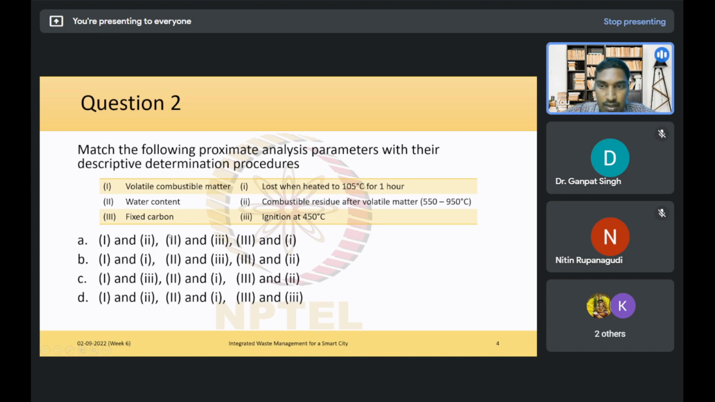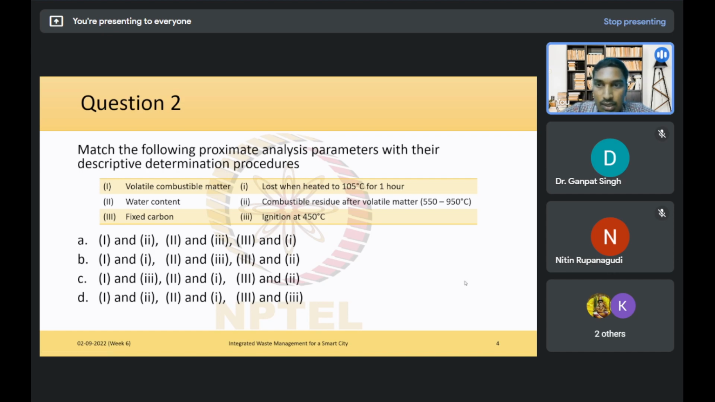So the options, different matches, are given here. We can take a minute to think about it, and then you can answer which is the correct matching given here. So we have the volatile combustible matter, water content, and fixed carbon, and the different techniques that can be used are: one is lost when heated to 105 degrees centigrade for 1 hour. Second one is combustible residue that remains after the volatile matter when at the temperature of 550 to 950 degrees centigrade. And the third one is ignition at 450 degrees centigrade.